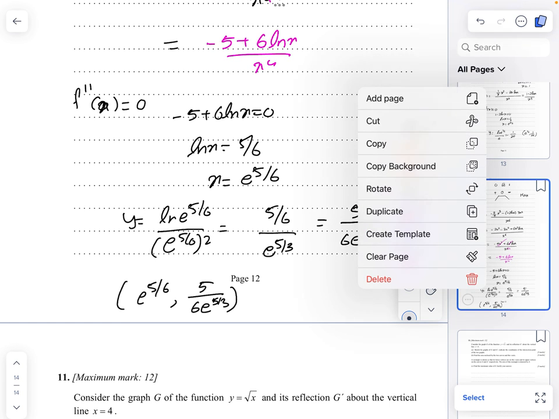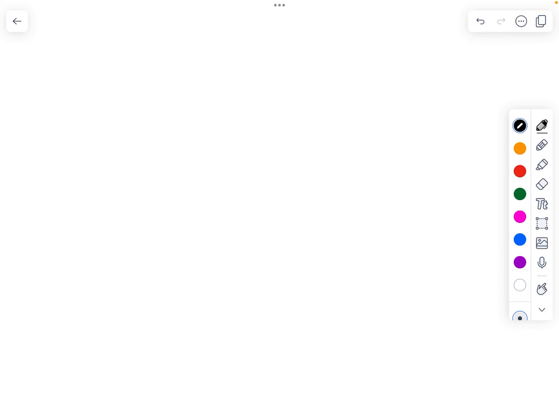Now we need to justify this one, whether it is a point of inflection or not. So I take the table, second derivative, e^(5/6), and take any value less than that one, I get negative, concave down. Value more than that, maybe I can take e only, I get a positive, which is concave up. So concavity changes, it is a point of inflection.